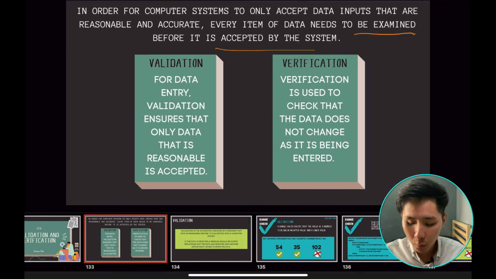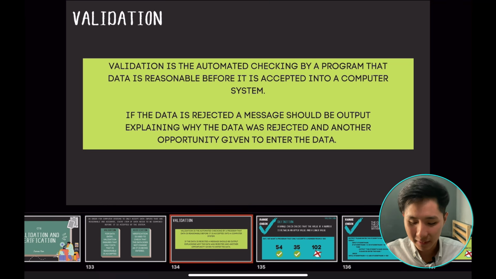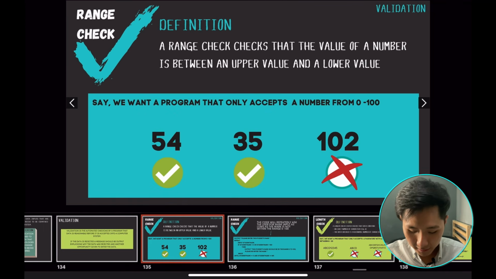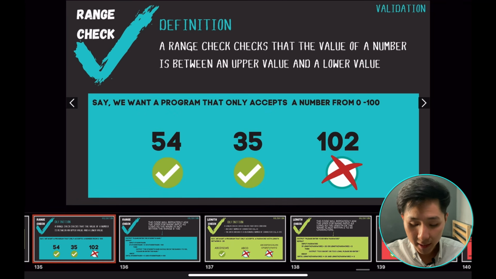No, we have two ways to check the inputs, which is validation and verification. Let's start off with validation, which ensures that only data that is reasonable is accepted. And there are multiple ways of validation. It's checking if the data is reasonable. And if the data is rejected, the message should be output to tell the user, hey, you are not giving me the correct input. So the first type of validation is range check.